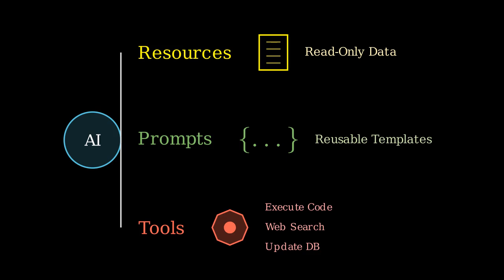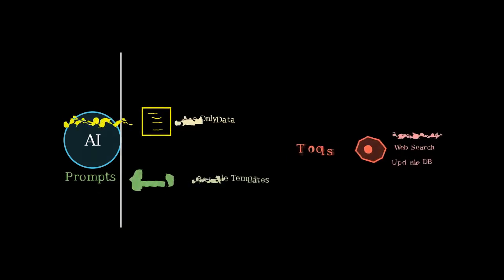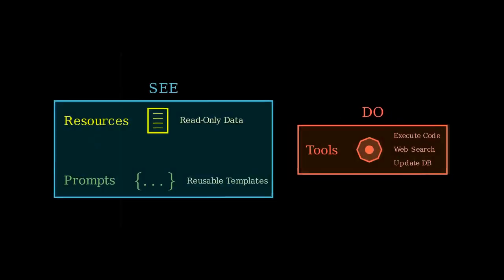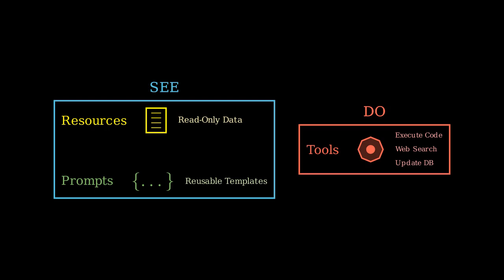This distinction is vital because it gives developers granular control over what the AI can see versus what it can actually do. It transforms the AI from a passive observer into an active participant in your digital workflow.